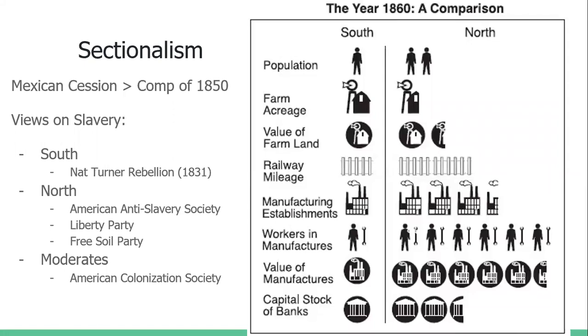Now, views on slavery at this time, the years before the Civil War. We have a couple of interesting things that happen. In the South, we have the Nat Turner Rebellion. This was a slave uprising that was led by a runaway slave named Nat Turner, and he led perhaps one of the most brutal slave uprisings to ever happen in American history.